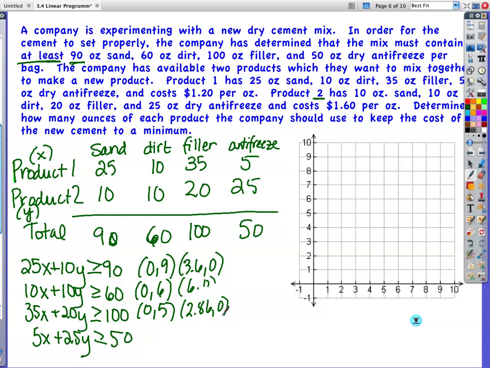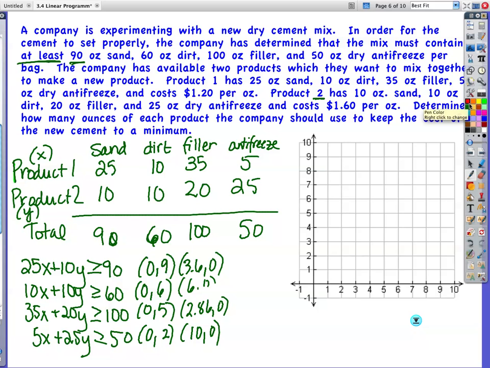0. All right? And the last one, if I put 0 in for x, then I have 2 for my y value. And if I put 0 in for my y value, then I get 10 for my x value. So 10, 0. All right, I'm going to graph the first one.